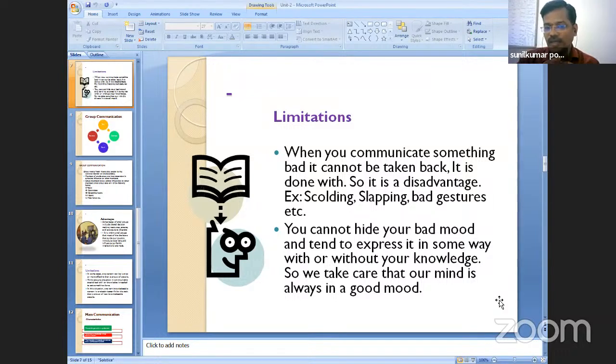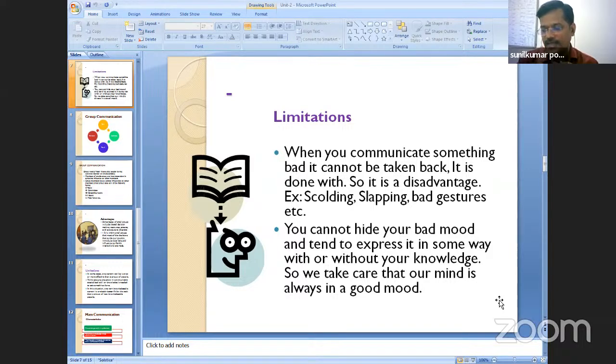But in interpersonal communication, something bad cannot be taken back. For example, scolding, slapping and bad gestures. Another limitation is that you cannot hide your bad mood, because we are appearing before each other. We tend to express it in some way, with or without our knowledge. So we take care that our mind is always in a good mood when we are in interpersonal communication. Here there are only two ways.